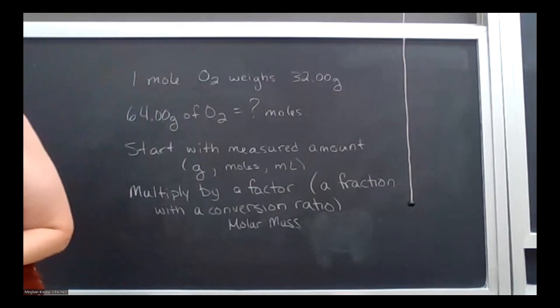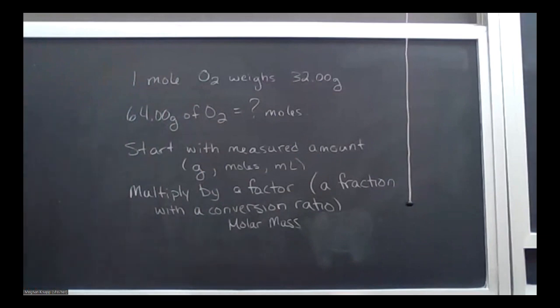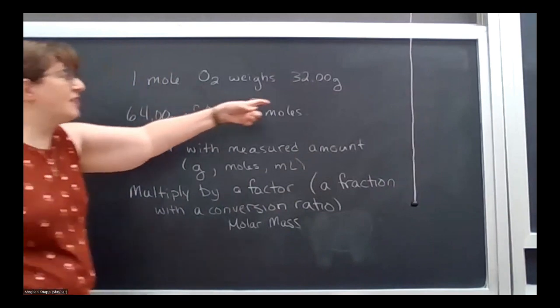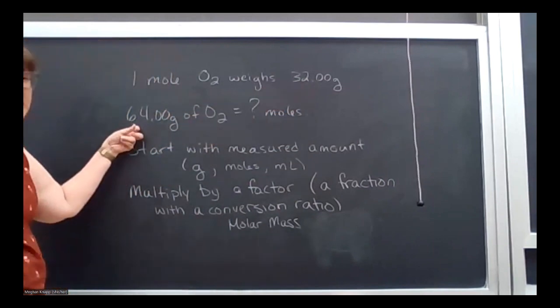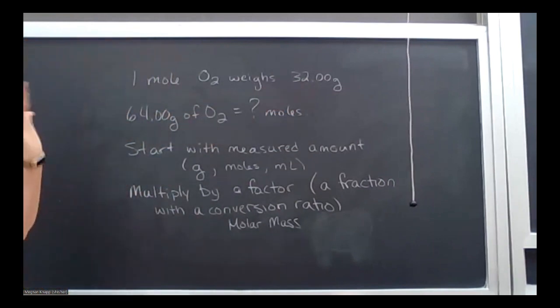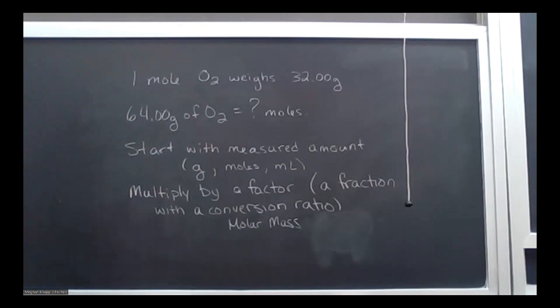But what if I don't have 1 mole? What if I had 64 grams? Could I tell how many moles that was? 2, okay? And so you can figure that out because you can see that 32 times 2 is 64. So that's pretty easy to do because you can recognize doubles without too much trouble.